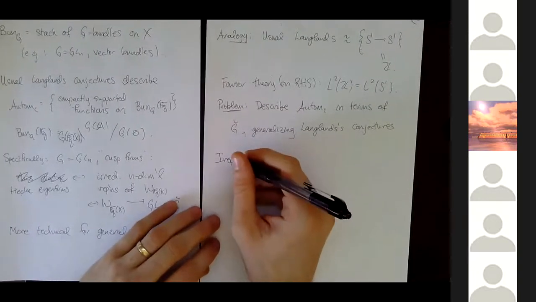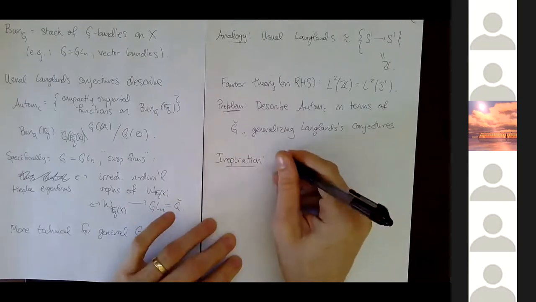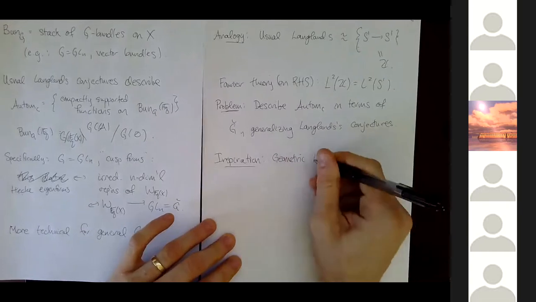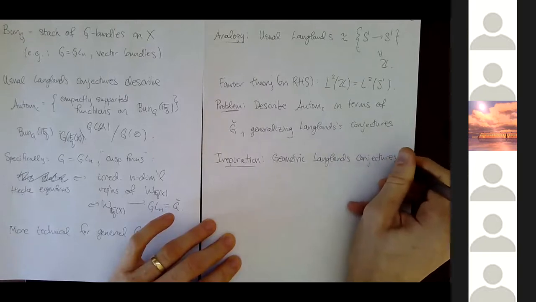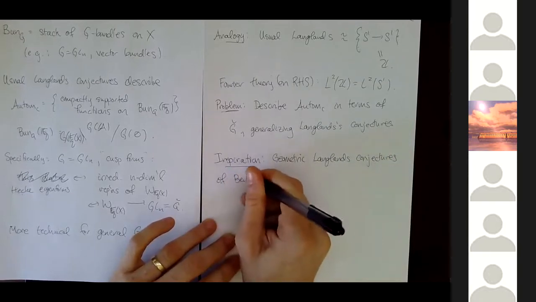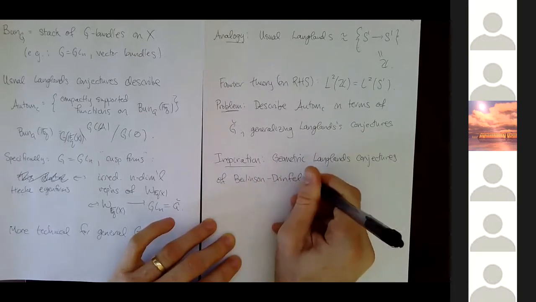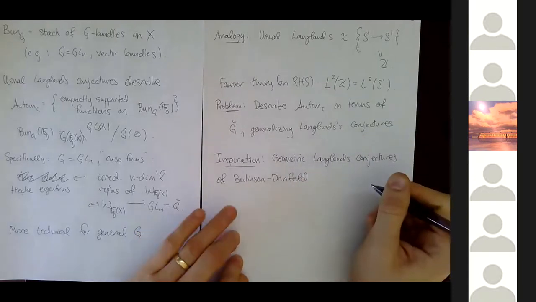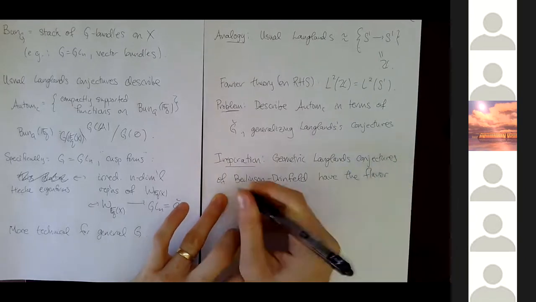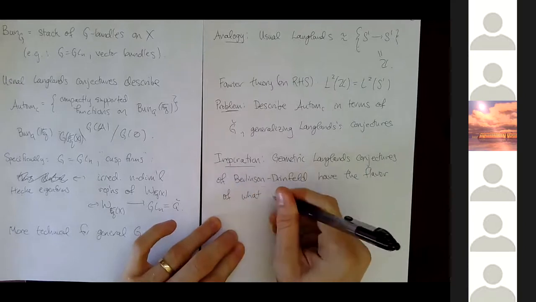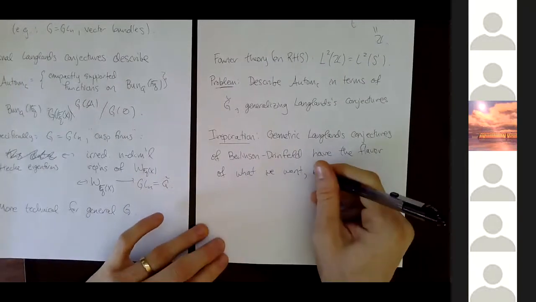So there's a kind of inspiration that you can take here, which is that the geometric Langlands conjectures of Beilinson-Drinfeld assert, well, these have the flavor of what we want, but in a different setting.